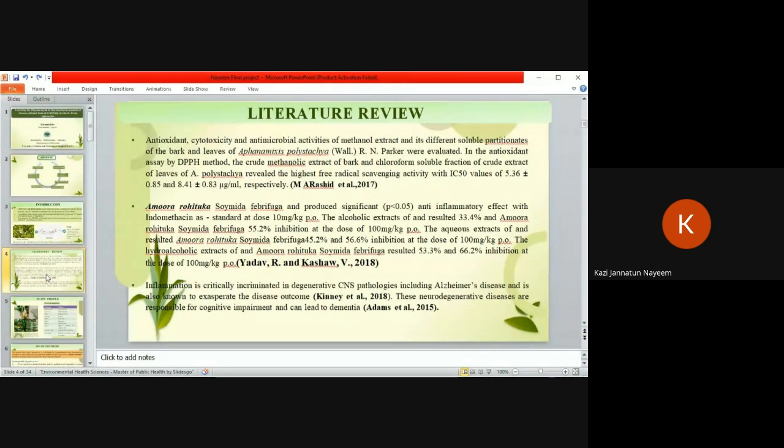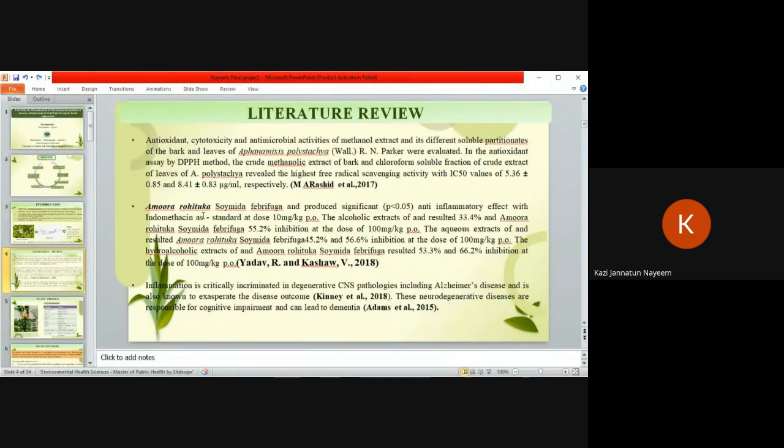This is the literature review of my medicinal plant, which is Amora rohituka, and this literature review describes previous activity conducted by other researchers, and here is the paper link. They conducted antioxidant, cytotoxicity, and antimicrobial activity on methanol extract and different soluble partitions of the bark and leaves of Amora rohituka. They describe the BBPH method of crude methanol extract, bark, chloroform soluble fraction, and crude extract.